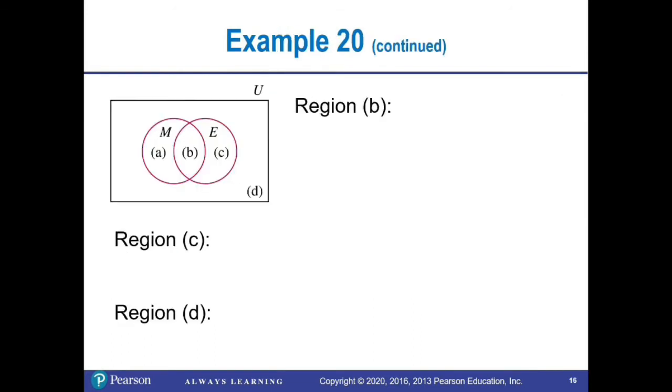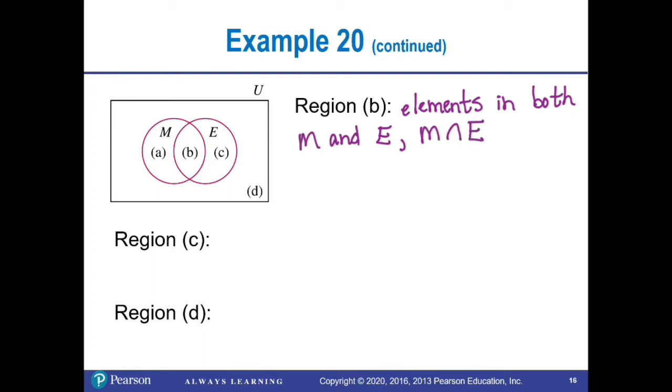Region B is where the two loops overlap. So this would be the elements that are in both M and E. This is M intersect E. Region C is the elements of E, but notice it doesn't include where E and M overlap. So these are the elements in E, but not in M. This is our set difference of E and M.